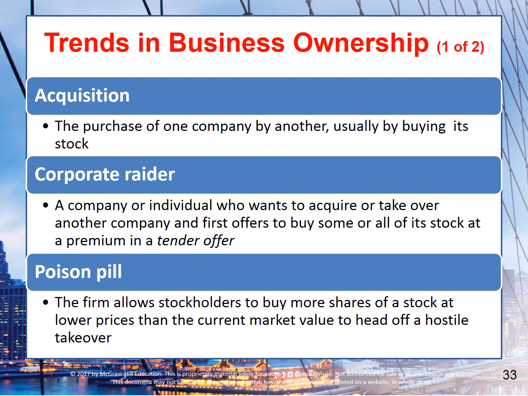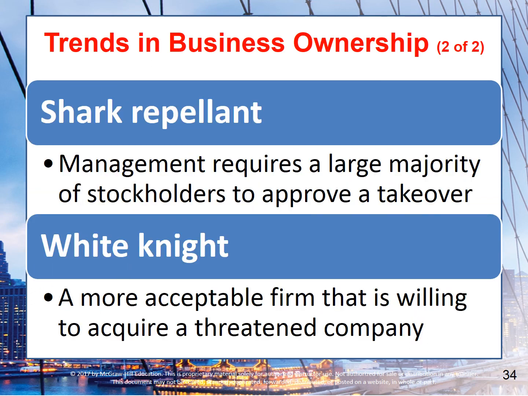And in one of the other slides, we talked about a poison pill, and the poison pill just allows stockholders to buy more shares of a stock at a lower price than what is shown on the market. What that does is it just tries to head off a hostile takeover. A shark repellent is when management acquires the large majority of stockholders to approve a takeover. And then, of course, your last one is your white knight, and that's the more acceptable firm that's willing to acquire a threatened company.